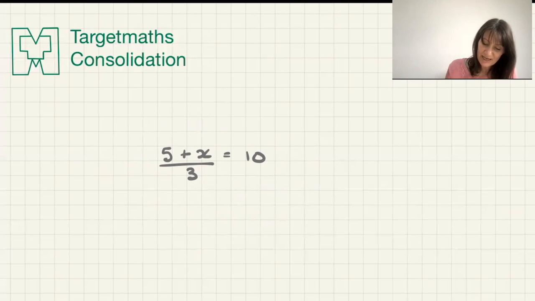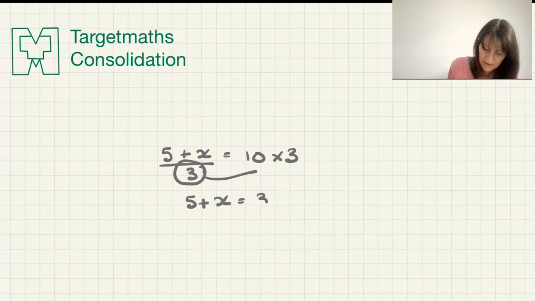Okay, so we're looking at an equation because of the equals. I want to know what x is. I get it on its own. 5 plus x divided by 3. So that divide by 3 is going first, landing as times by 3. I've now got 5 plus x equaling 30.